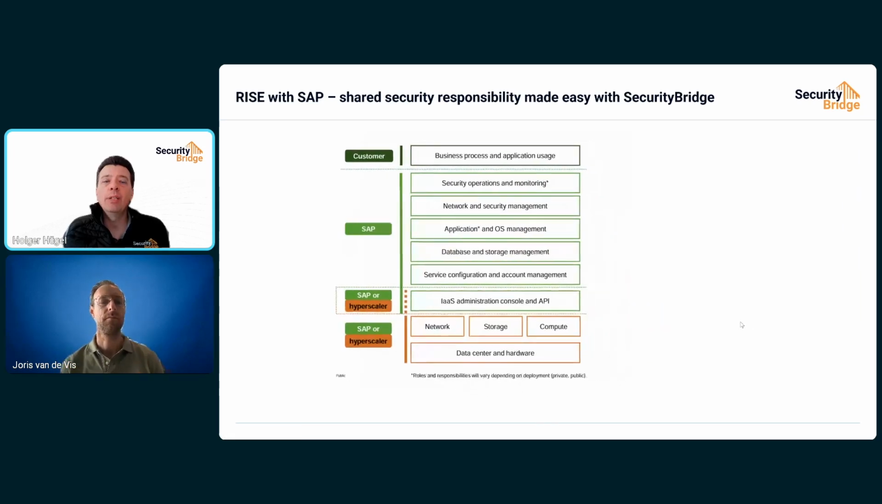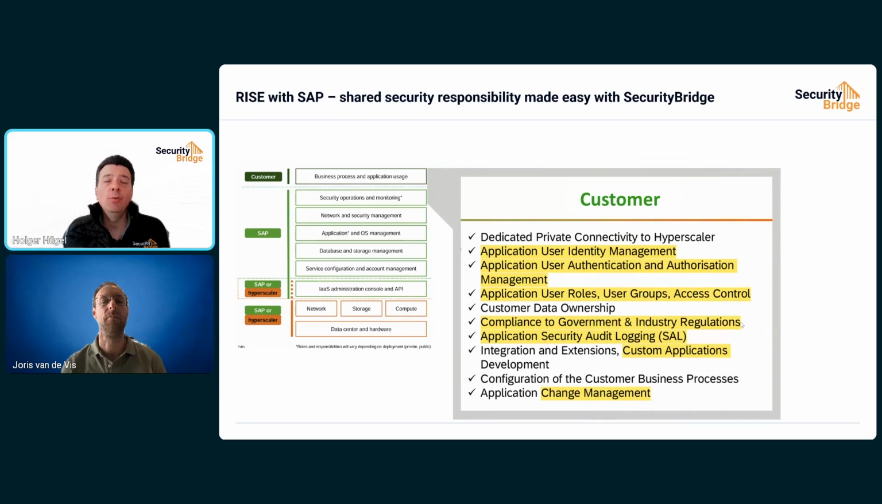And if you then go into the details, you might see that there is quite a lot that a customer still needs to cover, although running the systems on RISE in the cloud. For example, the user identity management, the entire authentication, authorization, the roles, the user groups, and so on. But the customer also remains accountable for the entire compliance and the entire governance part. So the customer is still in charge when it comes to industry regulations and to comply with those things.